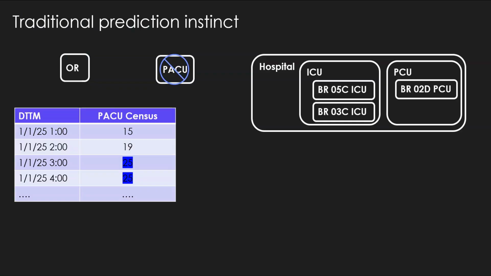You would be trying to produce some result like this to say, on January 1st at 1 o'clock, we predict the census to be 15. At 2 o'clock, it'll be 19, and at 3 o'clock, it'll be 25. That's your breaking point.